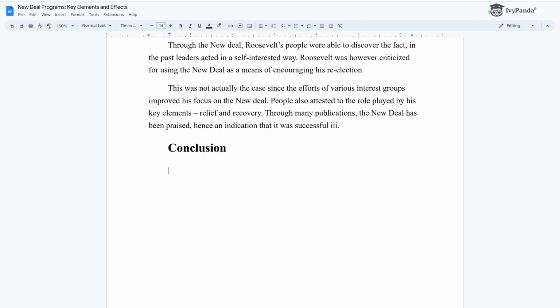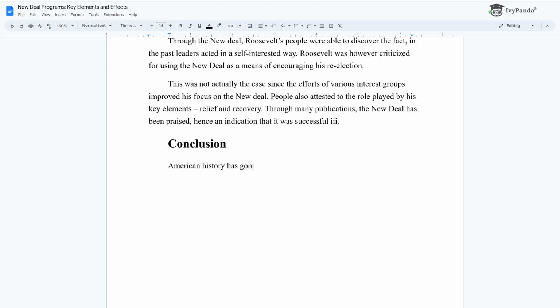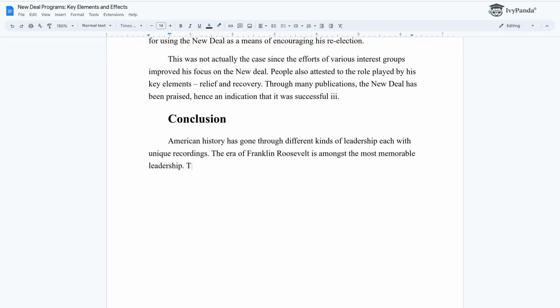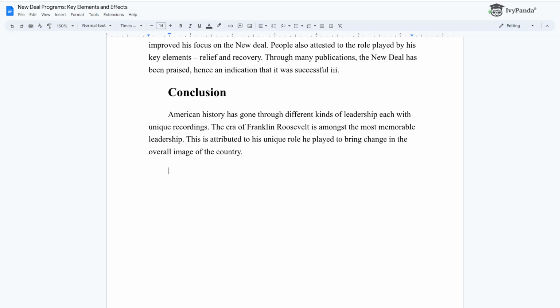Conclusion. American history has gone through different kinds of leadership, each with unique recordings. The era of Franklin Roosevelt is amongst the most memorable leadership. This is attributed to the unique role he played in bringing change to the overall image of the country.